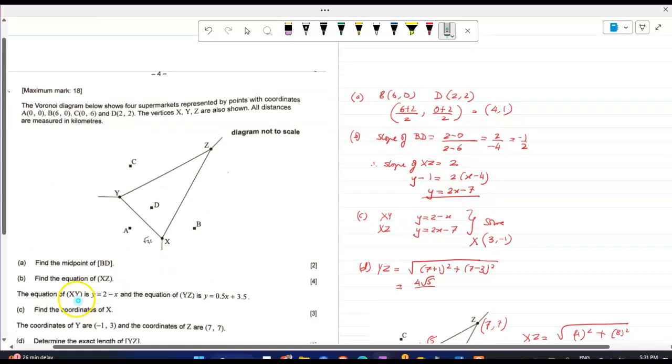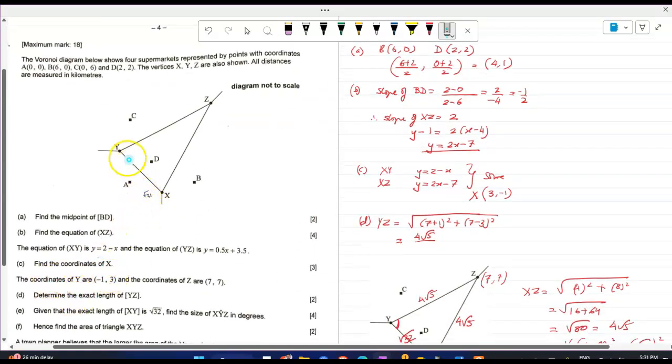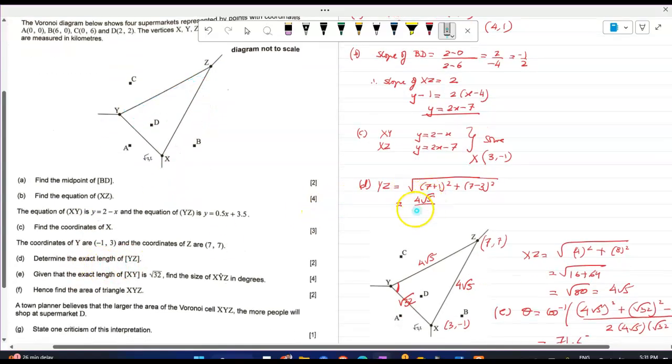Then find the coordinates of X. X is the point of intersection of XY and XZ. So you take your XY equation, take your XZ equation, and solve them simultaneously. You can get the coordinates of X. Now this is all direct. For XZ, find the exact length, so use your distance formula. XY has been given to you as root 32.